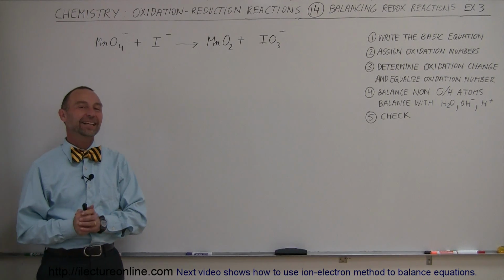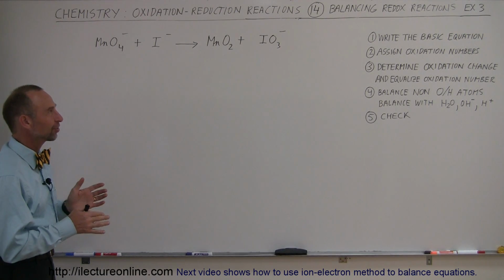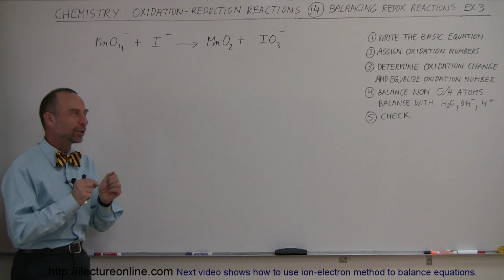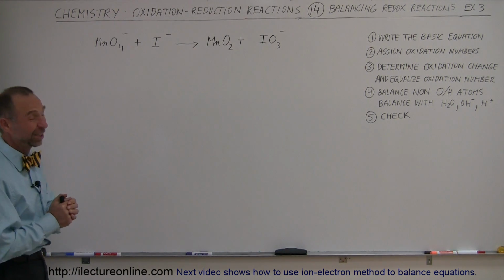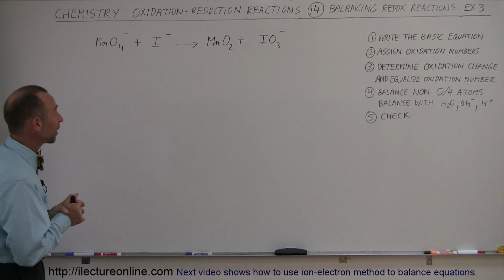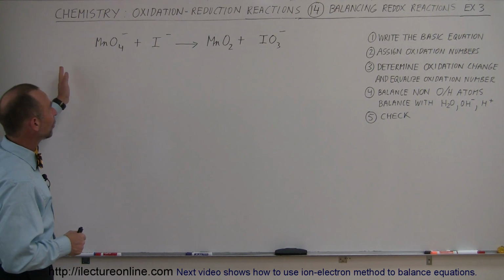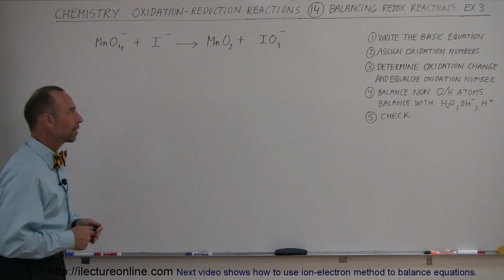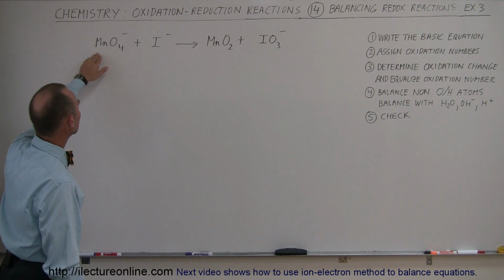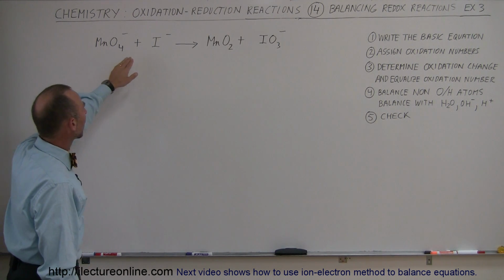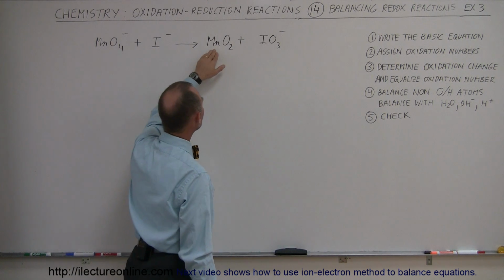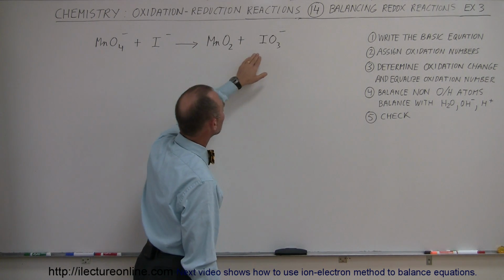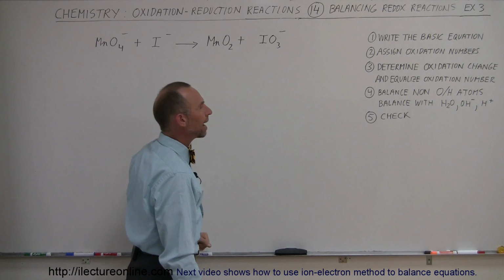Welcome to the lecture online. Now we're going to use the oxidation-reduction methodologies, checking the oxidation numbers, to balance not a typical equation, but what we call an ionic equation. So here we have the permanganate ion, an iodine ion, a manganese oxide molecule, and an iodate ion.